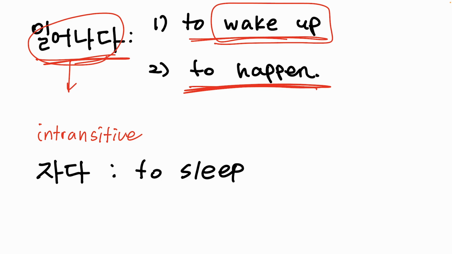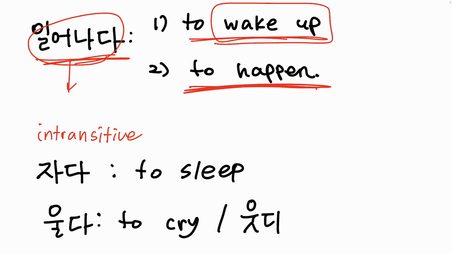You just sleep. Someone just sleeps. And also 울다. Verbs like 웃다, to cry. You don't cry someone, you cry, right? Also 웃다, to smile, to laugh. These verbs are the examples of intransitive verbs.